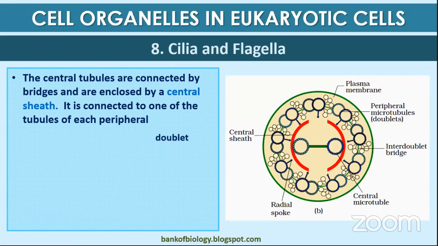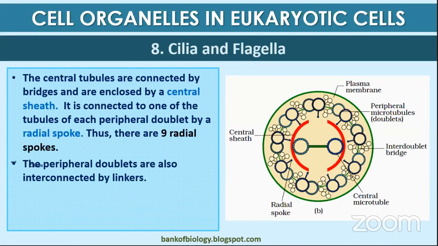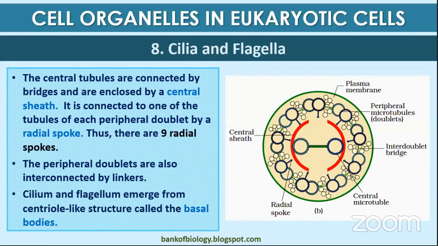The central tubules are connected by bridges and are enclosed by a central sheath. It is connected to one of the tubules of each peripheral doublet by a radial spoke. Thus, there are 9 radial spokes. The peripheral doublets are also interconnected by linkers. The cilium and flagellum emerge from centriole-like structures called basal bodies.